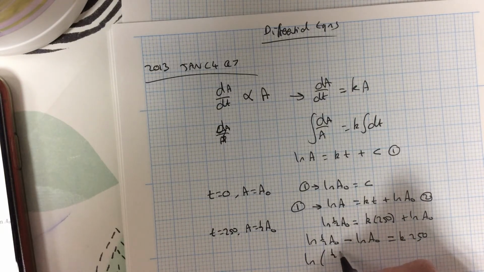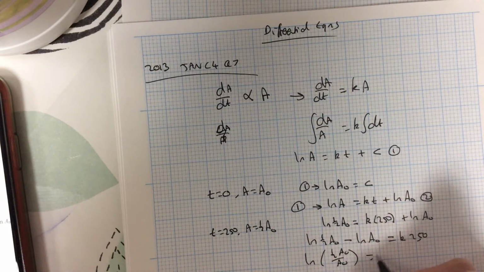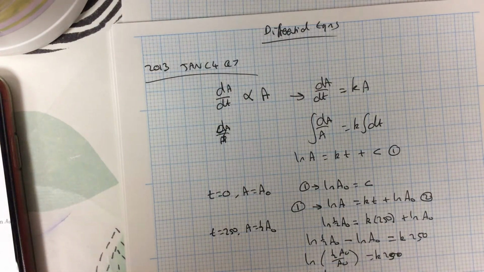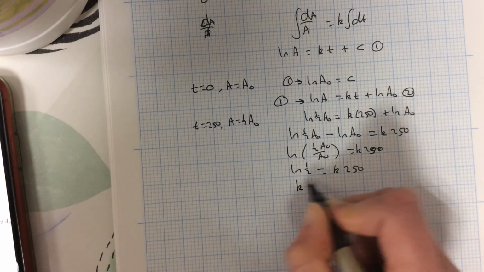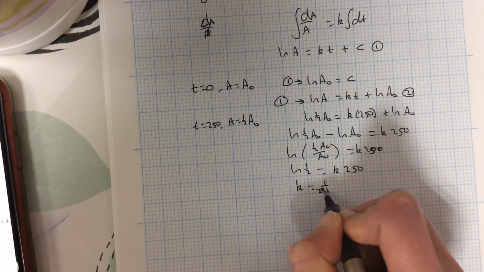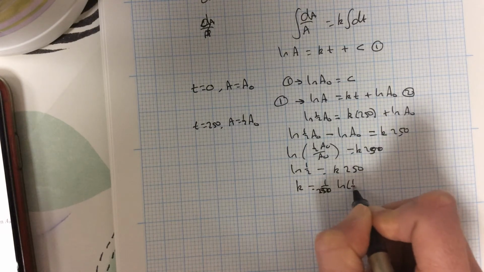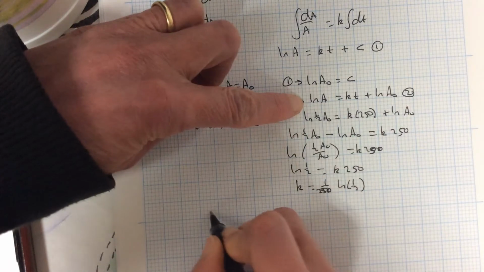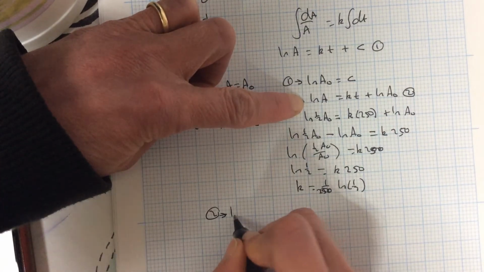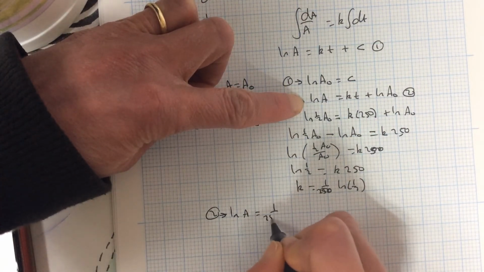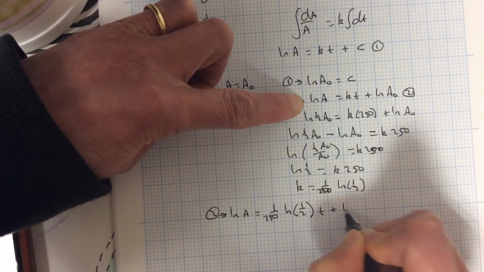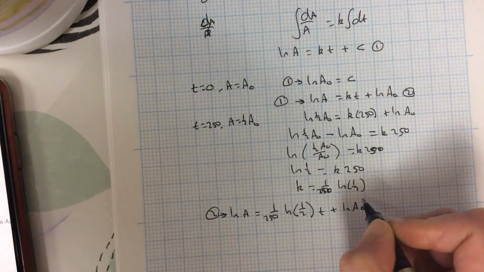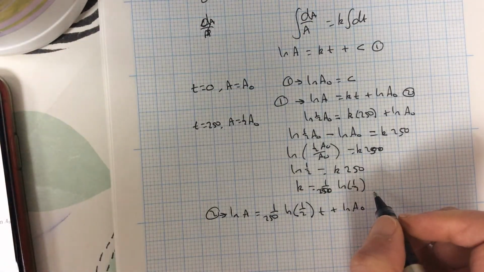You're dividing the logs here, which gives you log of a half. So log of a half equals K times 250. So K is 1 over 250 times log of a half. So my equation 2 up here becomes log A equals 1 over 250 log of a half times t plus log A0. That is not a particularly pleasant question.